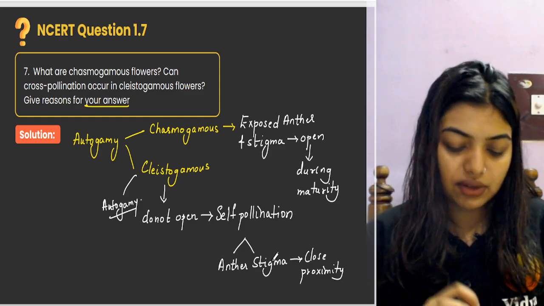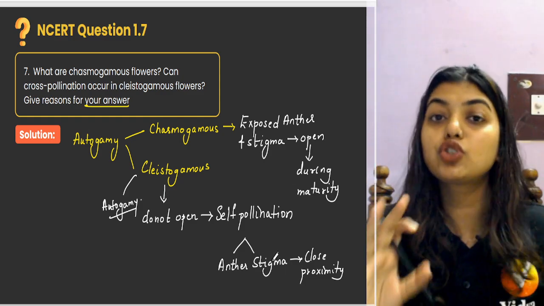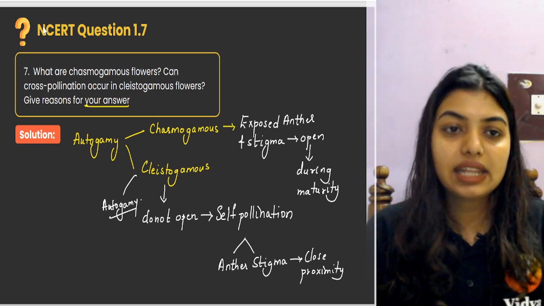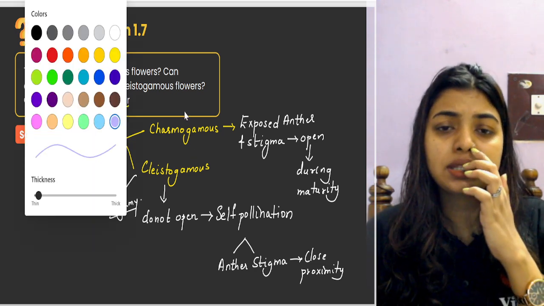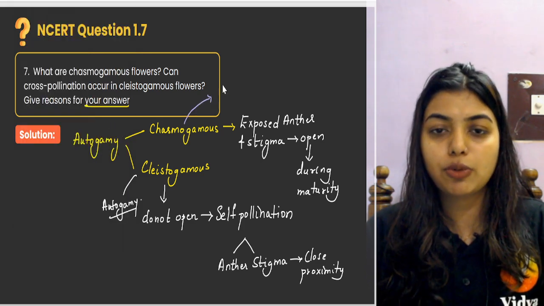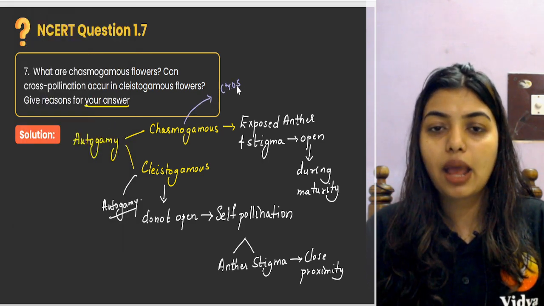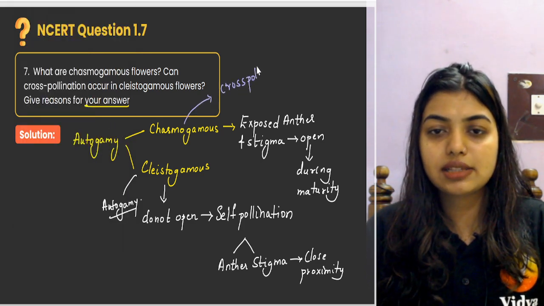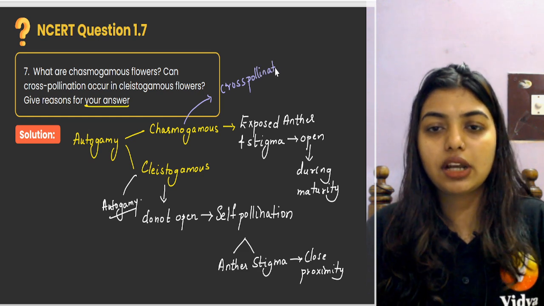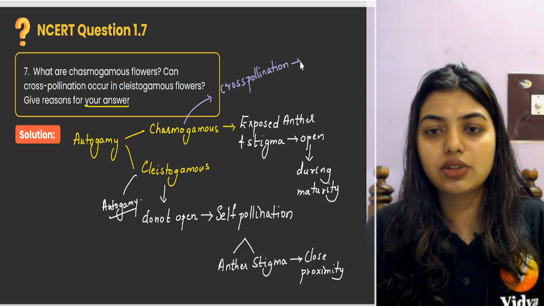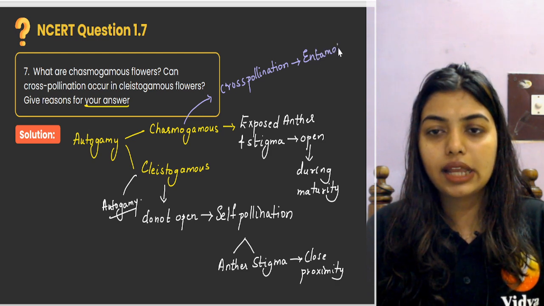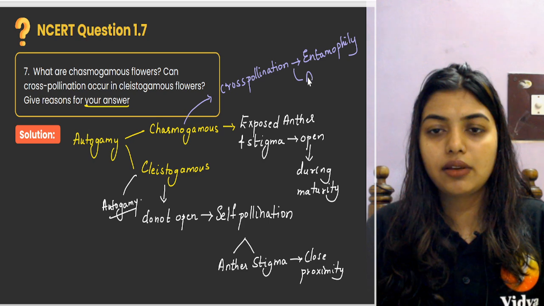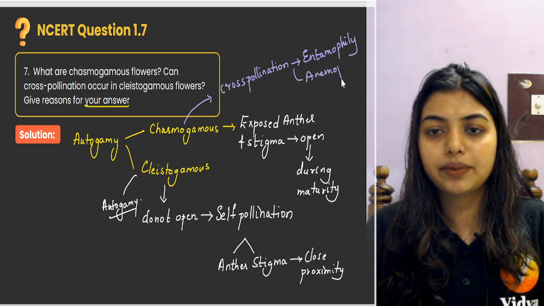But chasmogamous flowers are not like that. Chasmogamous flowers do open during maturity, and compared to cleistogamous, there are definitely a lot of chances for cross pollination to happen, and it can happen with the help of insects mainly. Okay, because they will be colorful. They are showy flowers. So entomophily can happen. Okay, entomophily can happen, anemophily also can happen, wind also can happen.